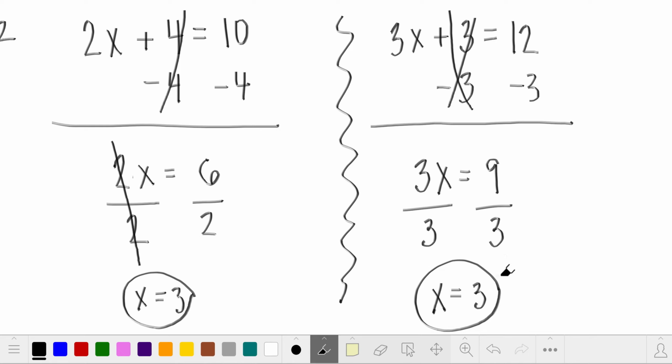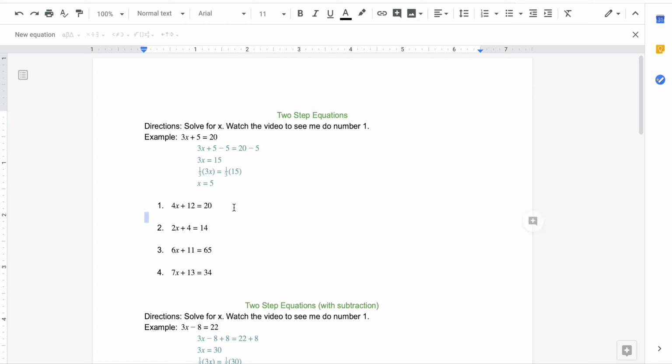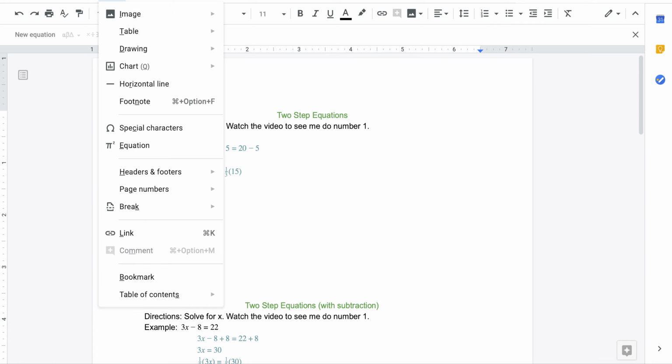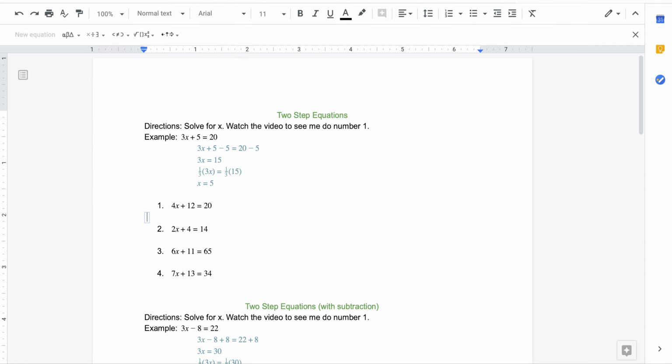So that's solving two-step equations. Hopefully that showed you the steps and the process. And your homework is on these types of problems. So your homework looks like this, right here. Make sure to use equation mode to write your solutions. Your problem is 4x plus 12 is equal to 20, and you want to subtract 12 from both sides. That's your step 1.